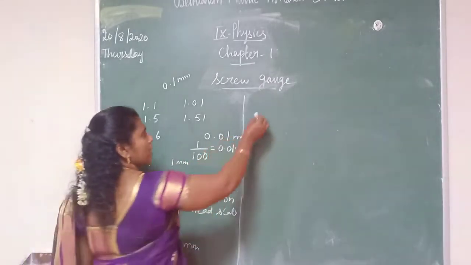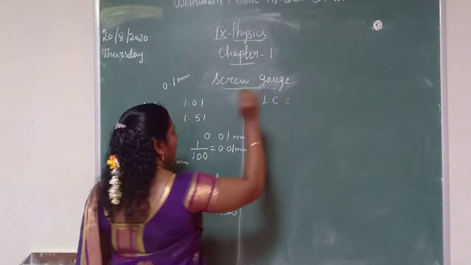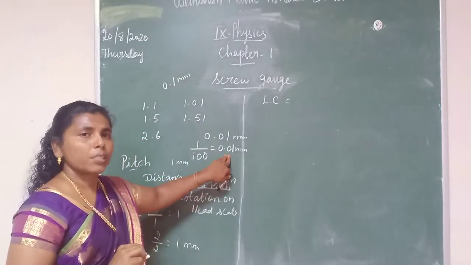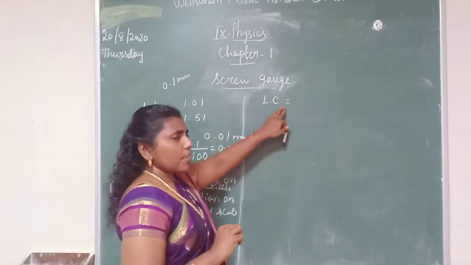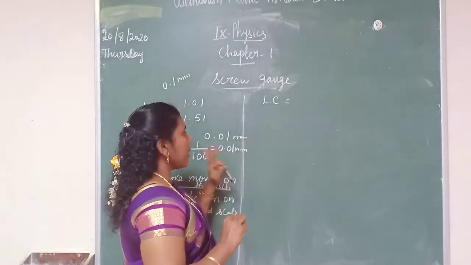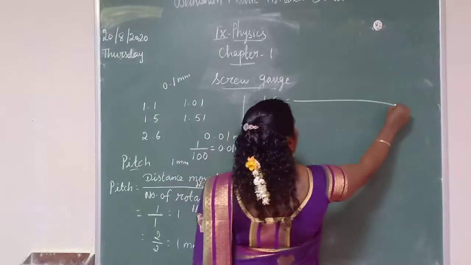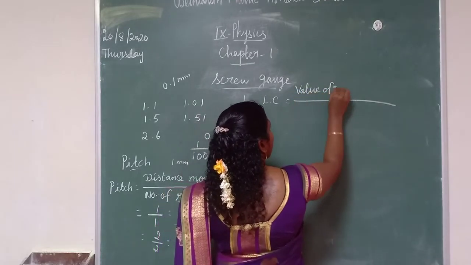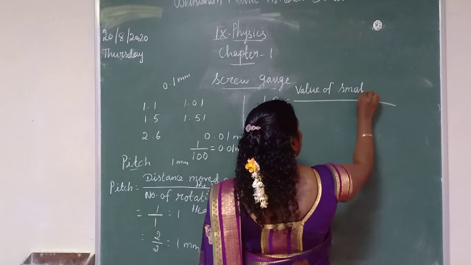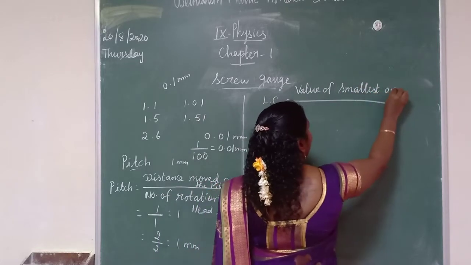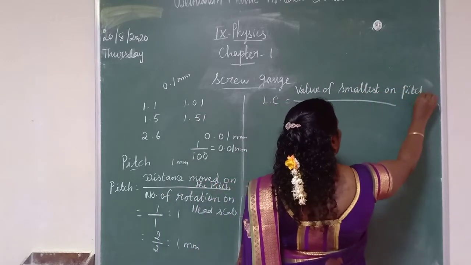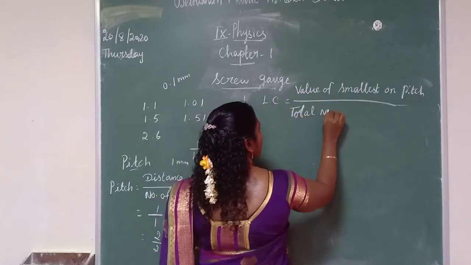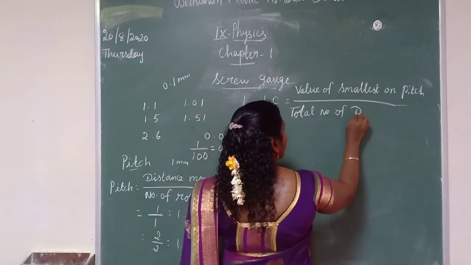Next one is the least count. How can we find the least count? Already we learned the least count of the screw gauge is 0.01. Now what is the formula to find the least count? The formula: value of the smallest pitch divided by total number of divisions on the head scale.